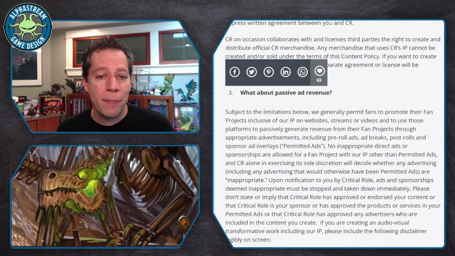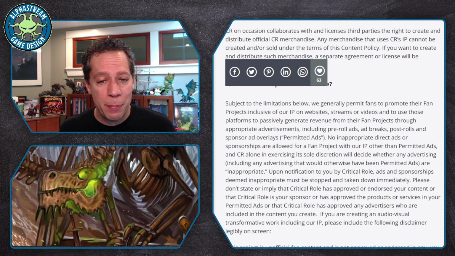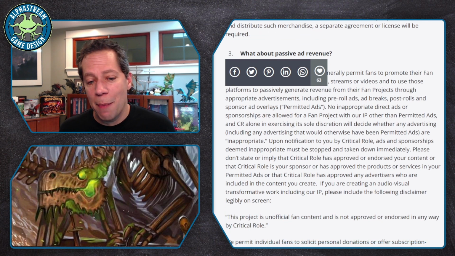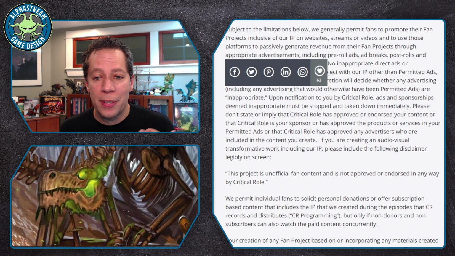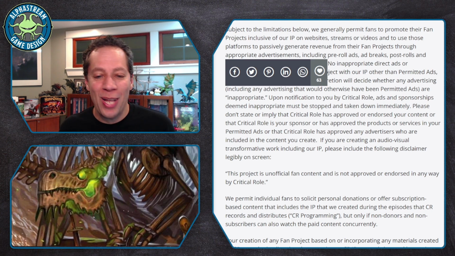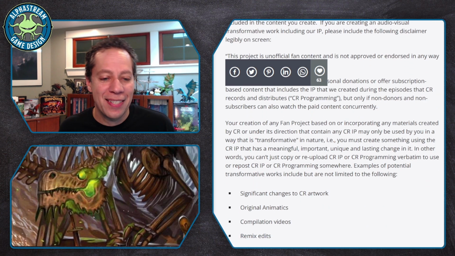Passive ad revenue is fine. So if your website, your blog normally earns some money from people clicking on links or things like that, that's fine. That's passive. It just can't be direct, right? You can't go put a Critical Role product on DriveThruRPG or itch.io for download, even if it's available free as a blog series, right? Those are just things you can't do.